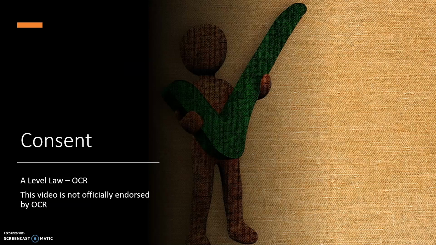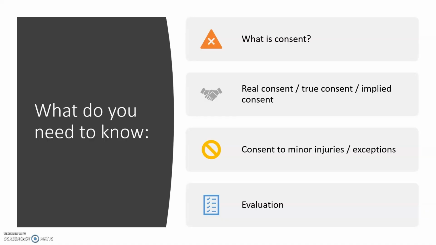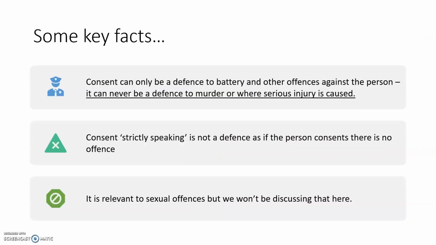Today we're going to be talking about consent, which is on the A-Level Law OCR specification on Paper 1, Criminal Law and the English Legal System. What do you need to know? Well, we're going to start by exploring what is consent, and then we're going to look at the differences between real consent, true consent and implied consent. We'll then move on to look at consent to minor injuries and the exceptions to these, and then finish with evaluation of the topic.